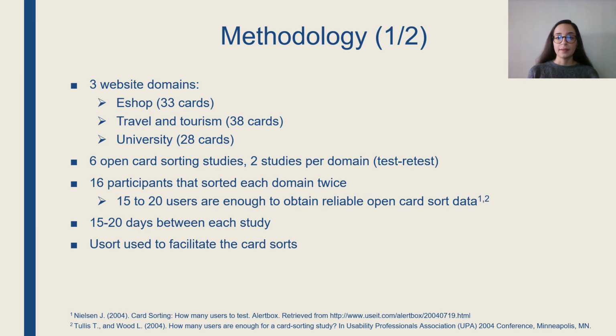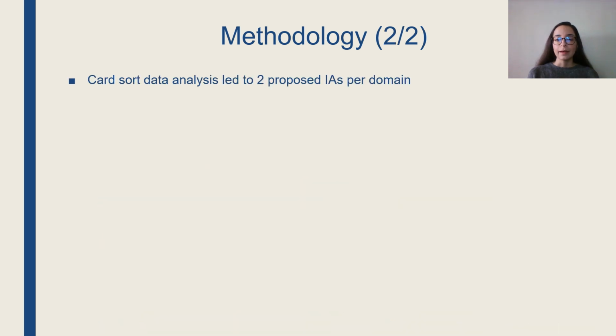Cards from three general-purpose website domains were chosen: an e-shop, a travel and tourism, and a university website. 16 participants sorted each website domain twice at a time interval of 15 to 20 days. U-sort was used to facilitate the card sorts. Card sort data analysis led to two proposed information architectures per domain.